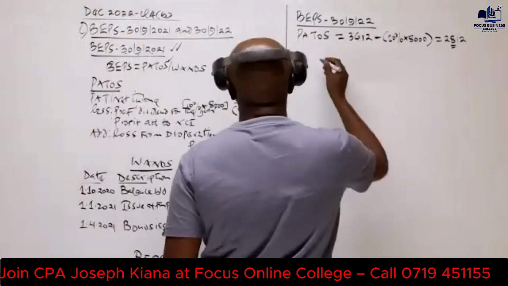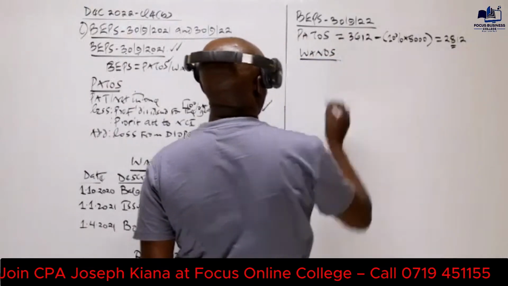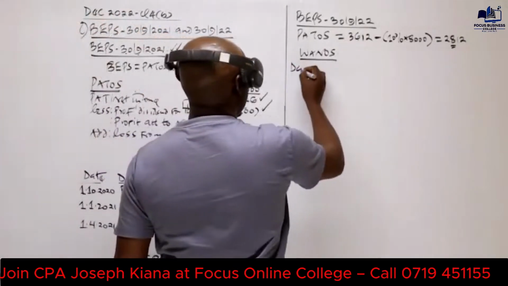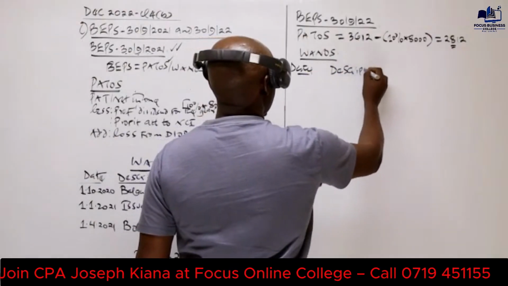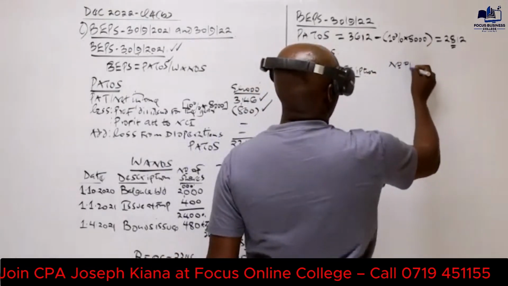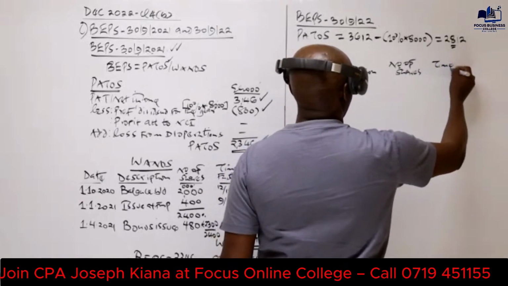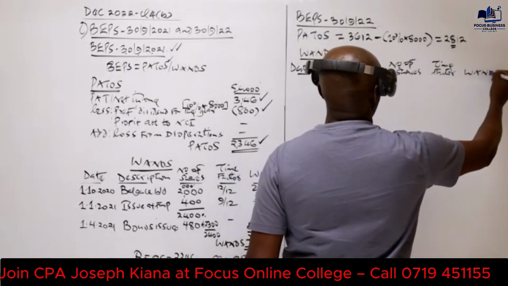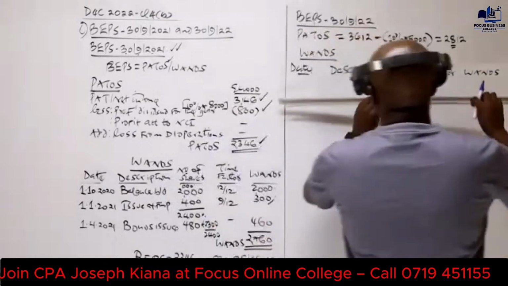So having that, we move and compute the weighted average number of ordinary shares. We have the same arrangement. We have the date, the description, the number of shares, the time factor, and the weighted average number of ordinary shares.